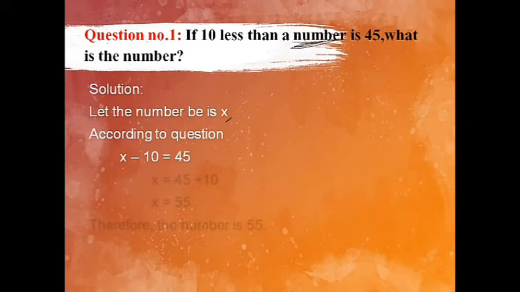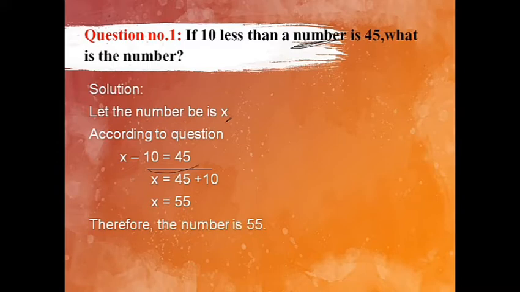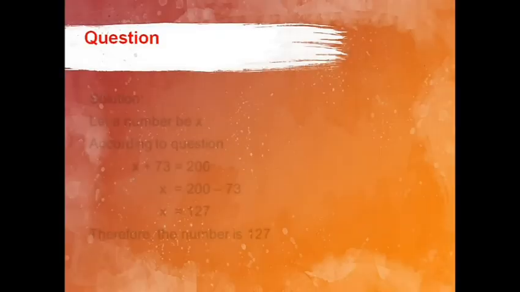Then I will transfer this minus 10 to the right hand side. It will become plus 10 because here we have to find the value of x. So x equals 45 plus 10, and 45 plus 10 is equal to 55. Therefore, the value of x is 55. It means the number is 55. Then the next question, question number 2.